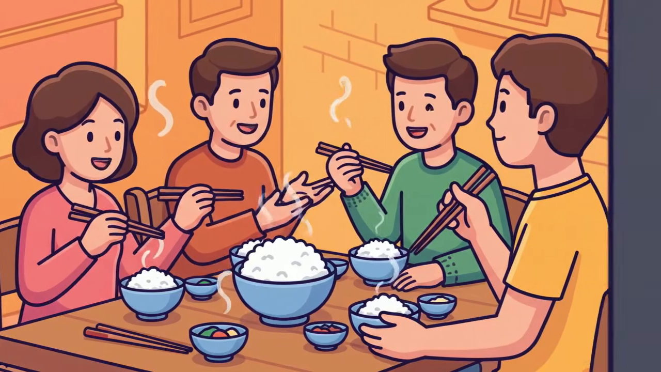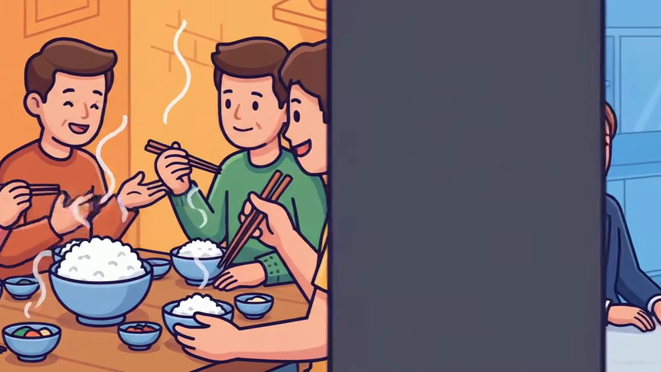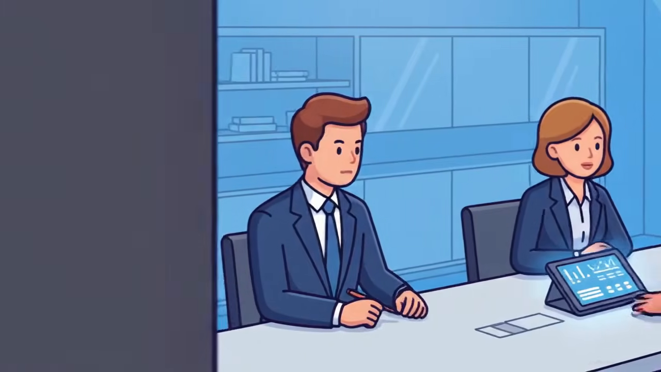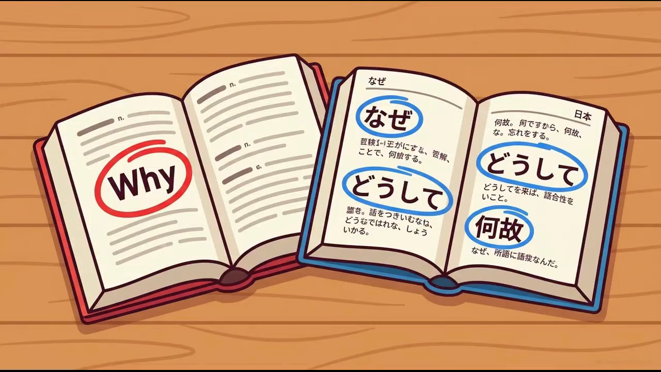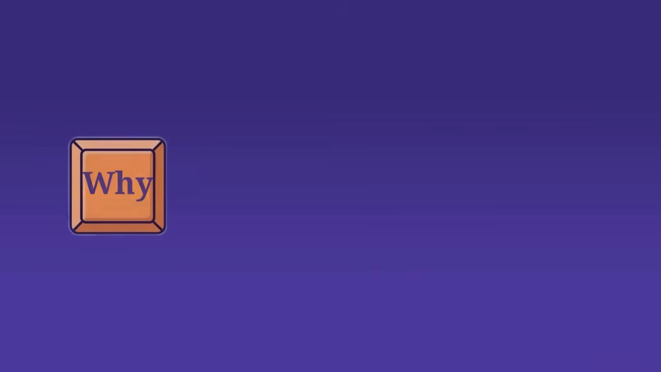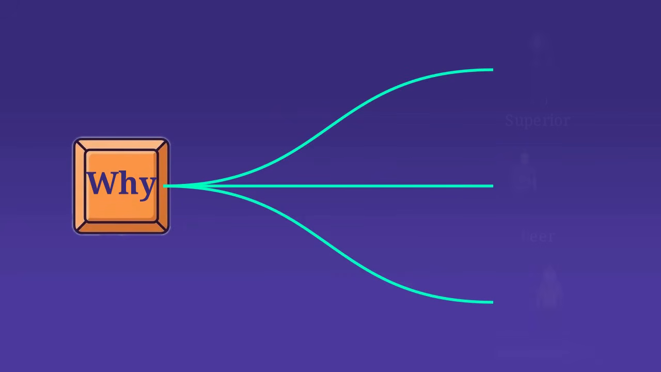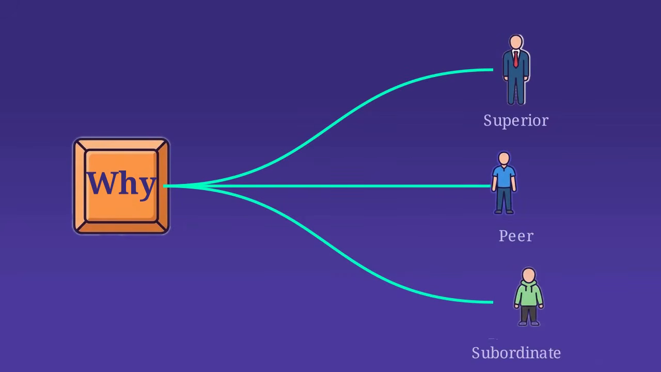In English, asking for a reason is simple. Whether at a family dinner or pitching a CEO in a boardroom, you use one word, why. Try mapping that directly onto Japanese, and the grammar begins to shift based on who is listening. Direct translations often fail because they ignore the social hierarchy built into the language.